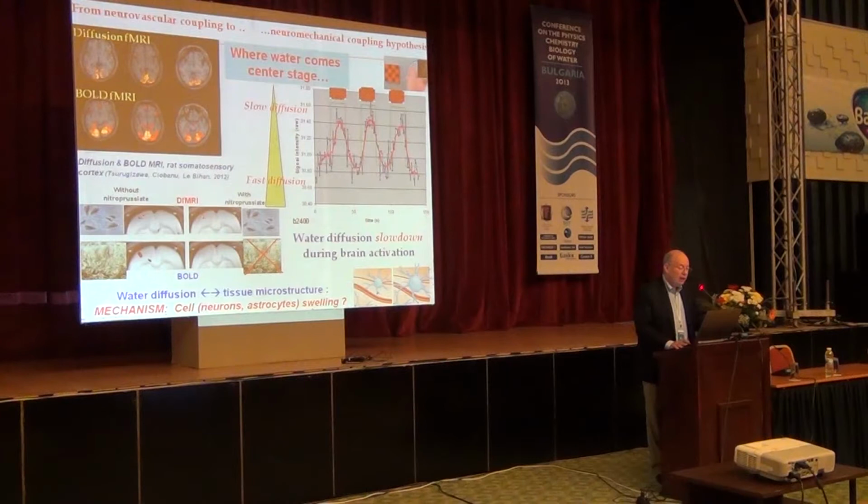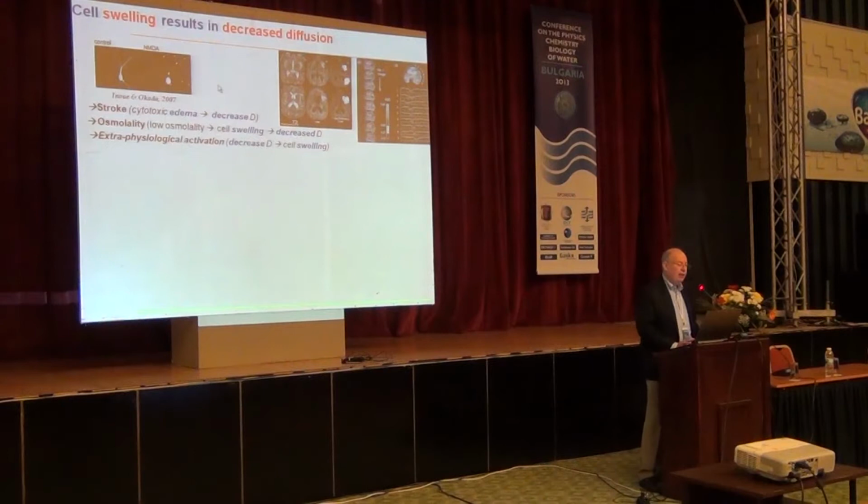There is evidence now, it's very clear, that there is a relationship between decreased diffusion and cell swelling. I mentioned stroke: in stroke, cells swell, and diffusion decreases. So this is very well established. If you change the osmolarity of the tissue to induce cell swelling, again, diffusion decreases. This is overstimulation using potassium ions, for instance. Again, what we see is decreased diffusion and cell swelling. So there is a relationship. We don't know so far how to explain it, but there is a relationship.